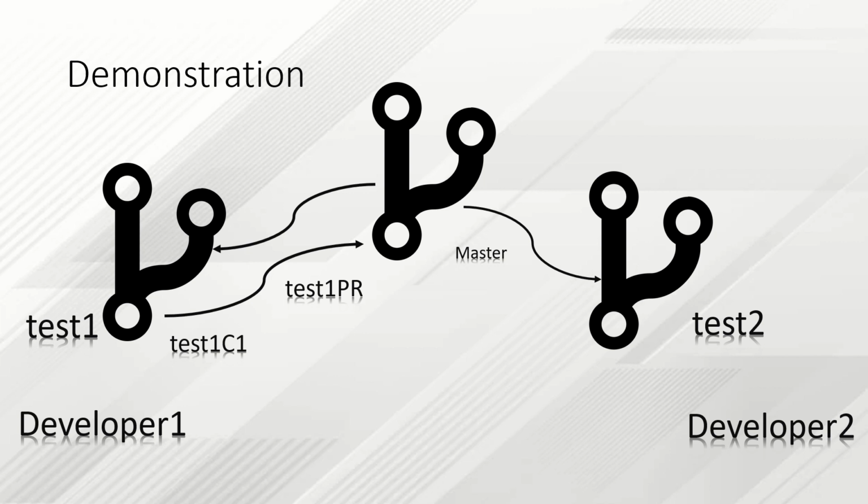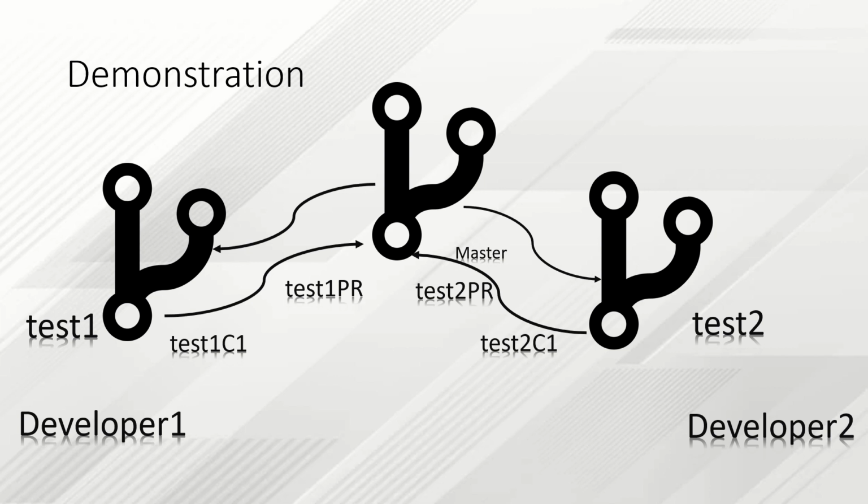Now the test 1 or developer 1 changes are there in the master. The next thing that happens is, developer 2, who is working on the feature branch test 2, has committed something in the same file at the same line, but different from developer 1. So let's say developer 2 has committed test to C1 and its PR is also raised against the master.